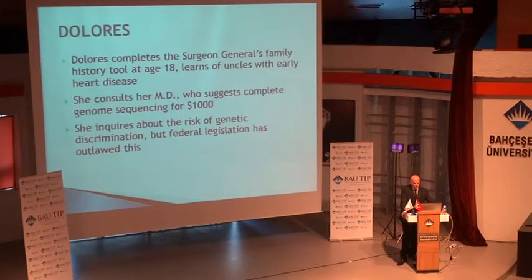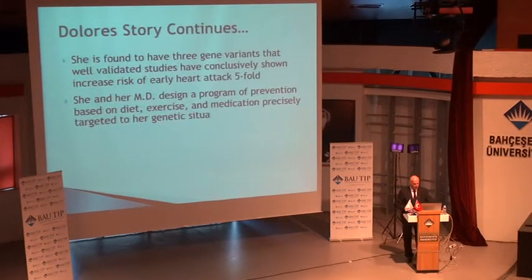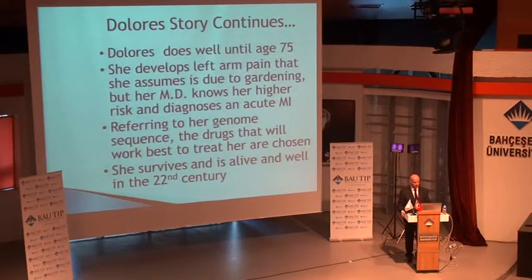At the age of 18, she learns of an uncle with early heart disease. She consults her MD, who suggests complete genome sequencing for $1,000 US. She inquires about the risk of genetic discrimination, but federal legislation has outlawed this already. She is found to have 3 gene variants, and well-validated studies have conclusively shown they increase the risk of early heart attack by 5. She and her MD design a program of prevention based on diet, exercise, and medication precisely targeted to the genetic situation.